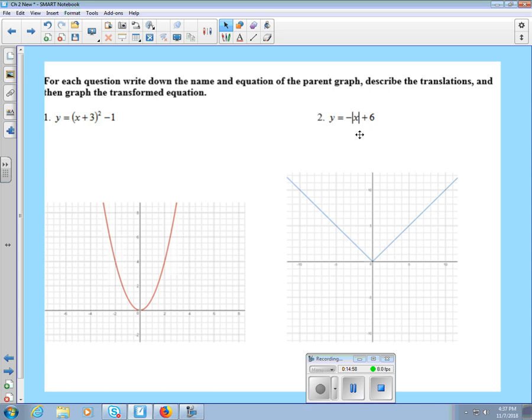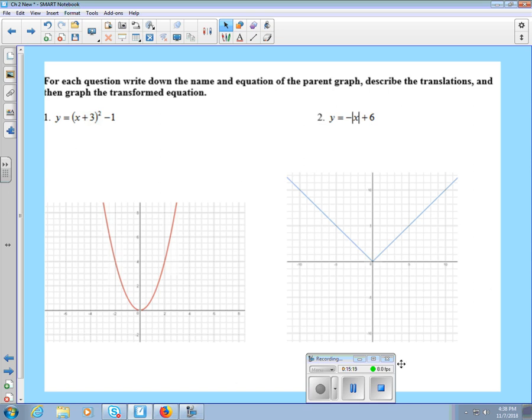So what I want you to think about is, okay, I'm not even going to try graphing it. What does this mean that I'm going to do? Well, hopefully you're going to be able to tell me, hey, Mrs. Cable, that minus means it's going to flip it upside down. It's going to be a reflection. And this 6 is going to tell me it's going to shift this graph up 6. And that's where we're headed.